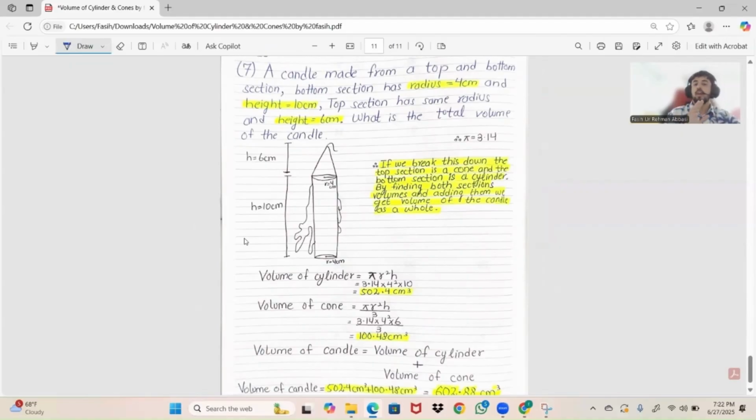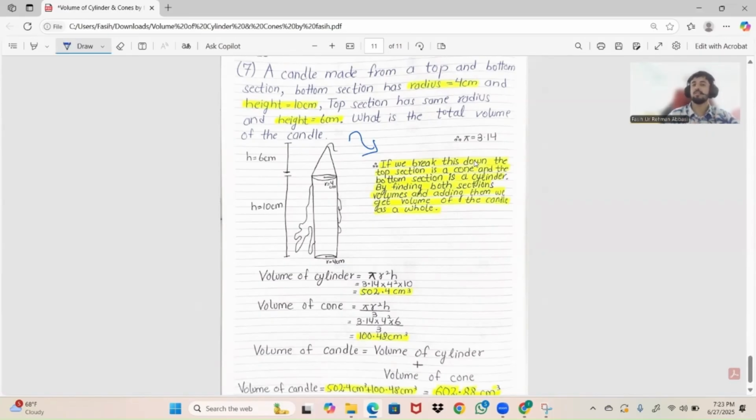First, we have to see what a candle is and how we are going to break this down. We know that a candle's bottom section is like a cylinder. It's a plain cylinder. And the top is conical. We know it's a cone. So I wrote it down. If we break this down, the top section is a cone and the bottom section is a cylinder. By finding both sections' volumes and adding them, we get the volume of the candle as a whole.